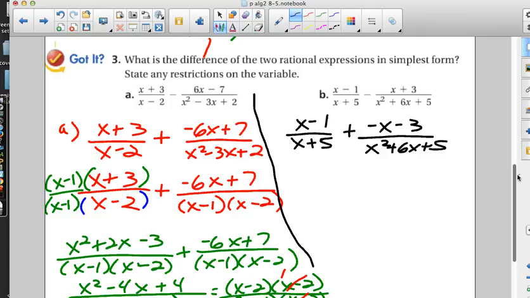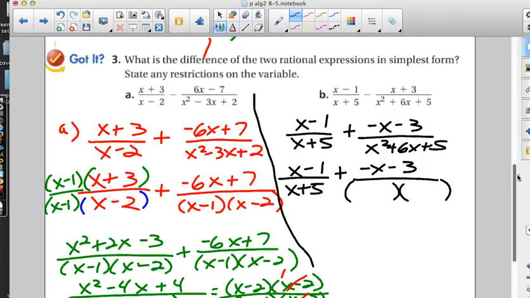Looks ugly. Well, we better do some factoring here so we can see what's going on. Good news is the first one is all set. Kind of a freebie. Do you have your factors already for x squared plus 6x plus 5? What are they? 5 and 1.